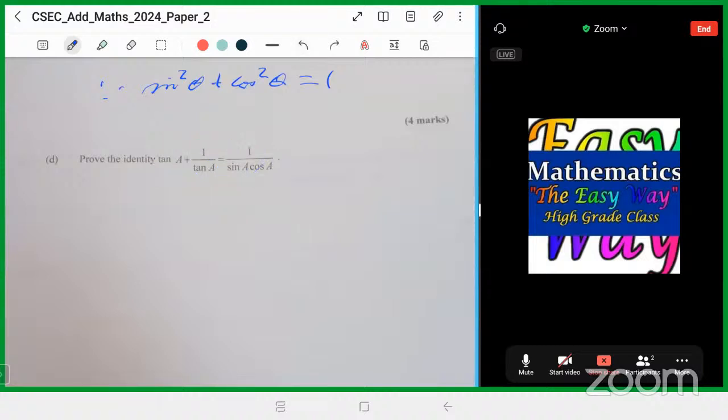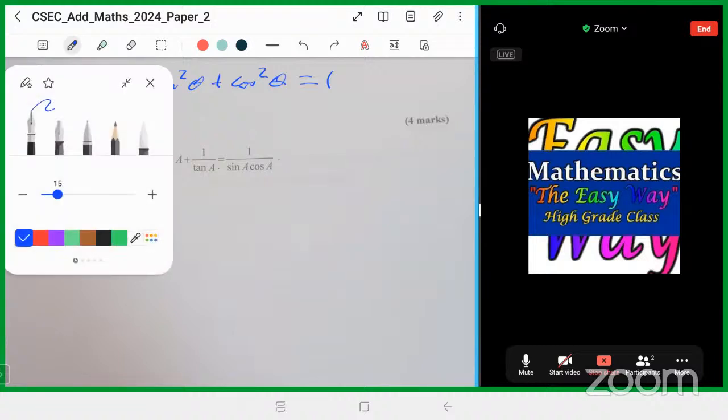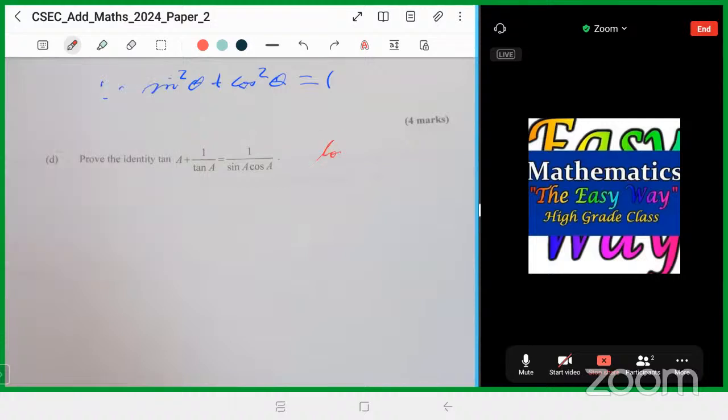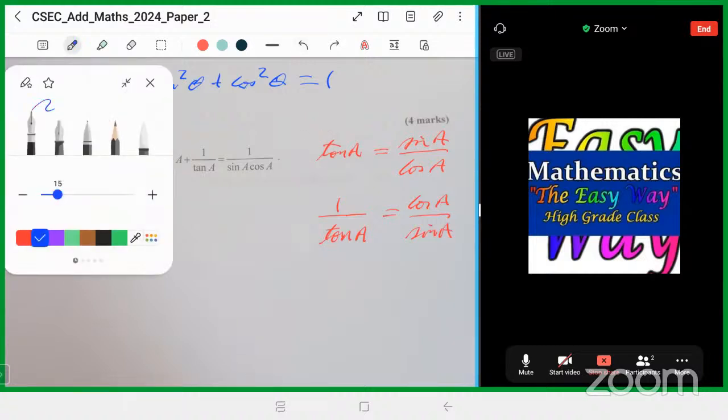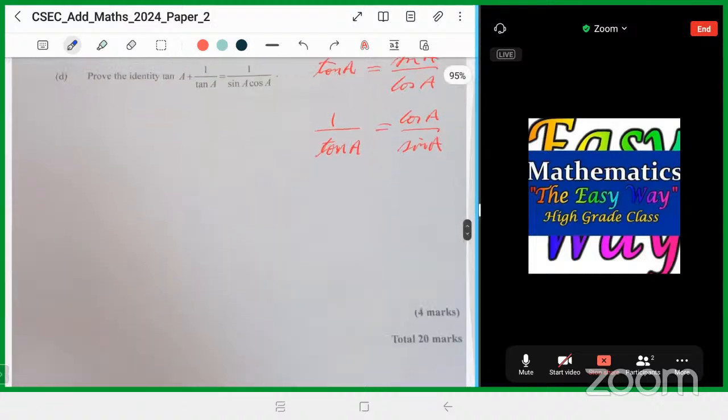Then we have this to prove that this is equal to that. First thing I'm going to do is write these tans as sine over cos. So remember that since tan of A is sine of A over cos of A, then this reciprocal, which is 1 over the tan of A, becomes the reciprocal of this, which is cos of A over sine of A. And these are what I'm going to use. So let's go back now. I'm leaving those on the paper, what I'm going to use.